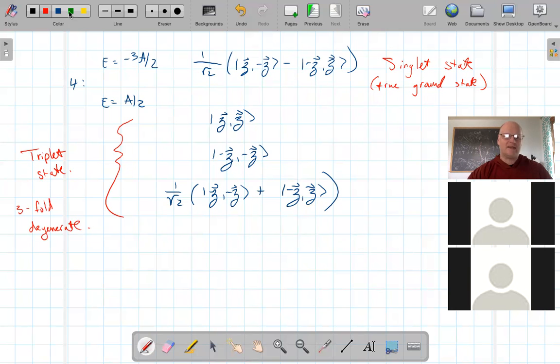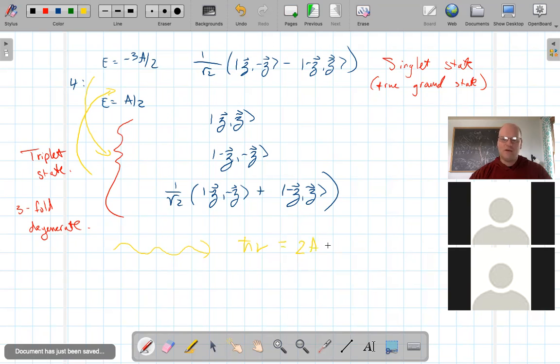Now, what'll happen is when I have my hydrogen atom make a transition from this state to this state, or from this state back to this state, either one, I'm going to give off a photon. That photon then has an energy, h bar times nu, which is equal to twice A, which turns out to be 1,420 megahertz as the frequency. So this is equal to nu, which corresponds to a wavelength of 21 centimeters. So 21 centimeter emission is actually a big thing in astronomy and cosmology.